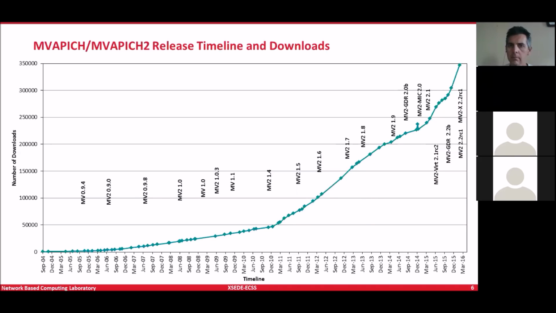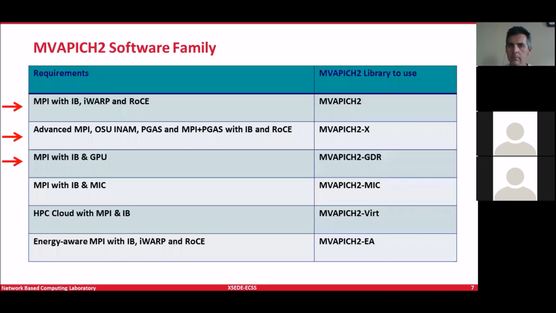The next slide is trying to show a timeline and downloads. Over the years, we have been continuously making newer releases, and it's being very widely adopted in the community. Broadly, we now call it the MVAPICH2 software family because the technologies are moving so fast. People want the best solutions for their kind of environment. And sometimes, based on the Linux distributions, the features, and the OFED, they actually conflict with each other.